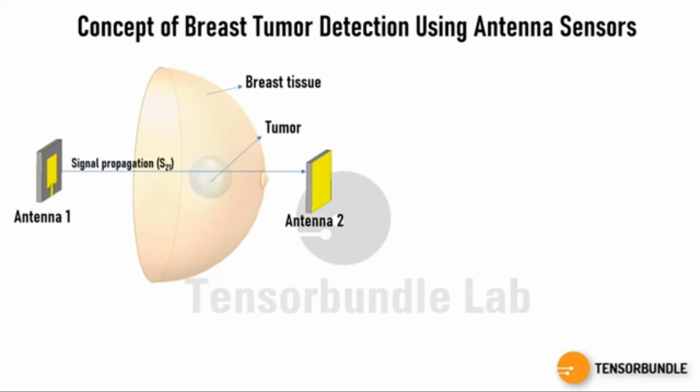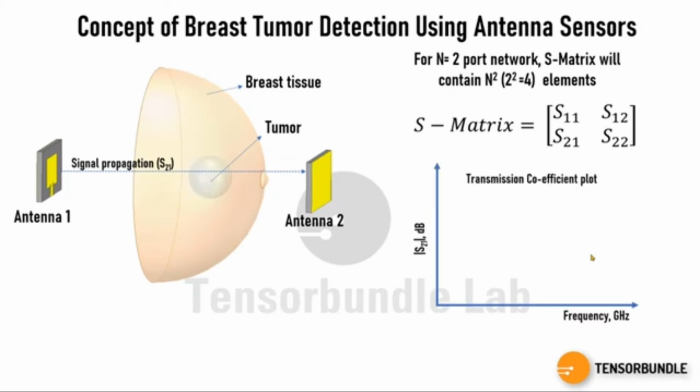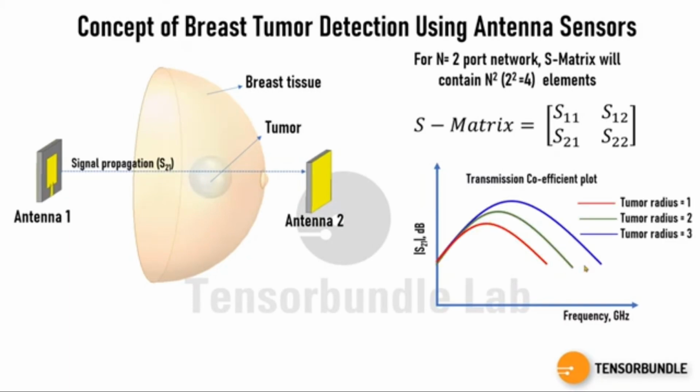Since this is a two-port network, we can definitely model this entire system by using a scattering matrix or S matrix. Because we have 2 ports, we'll have 4 elements in this S matrix. And we'll be concerned mostly with the transmission coefficient, which is basically S21 or S12 in this case. And if we plot the transmission coefficient versus frequency, then we might have different responses depending on the tumor size. Tumor location will also change the S21 plot.